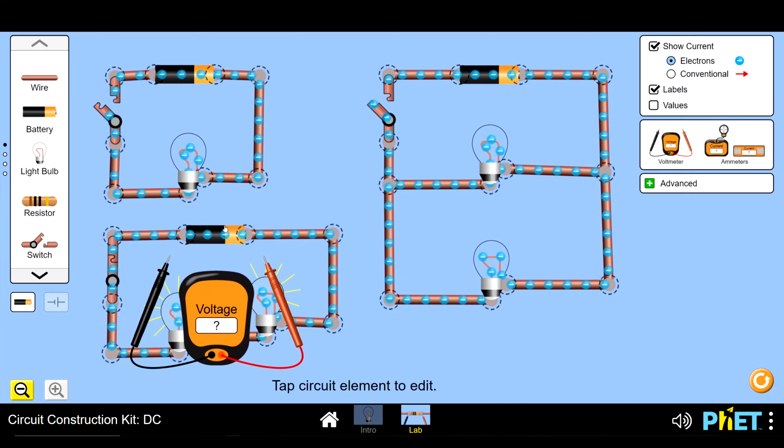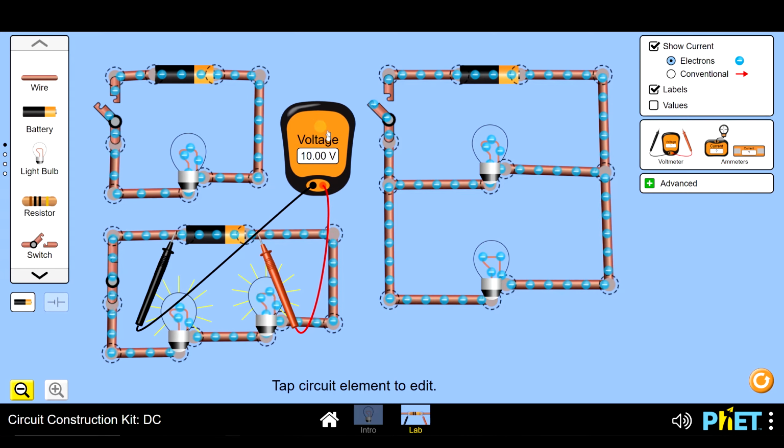We should recall from earlier that all of these batteries have 10 volts. So let's measure that just to make sure we know how to use our voltmeter. And there we go, 10 volts. I'm going to leave this voltmeter right here. So this cell or battery is giving out 10 volts.